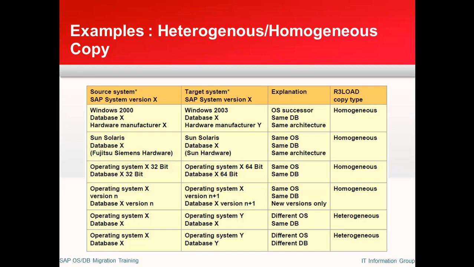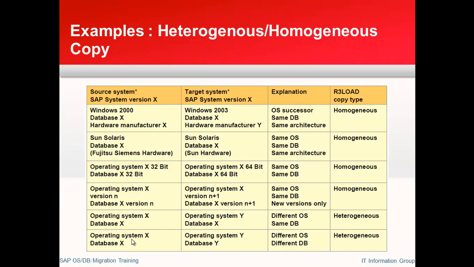Okay, take the next example where we have operating system X, database X. We go to operating system Y and database X. So in this case the operating system has changed, that is a different OS, same database, so we will call this a heterogeneous system copy.